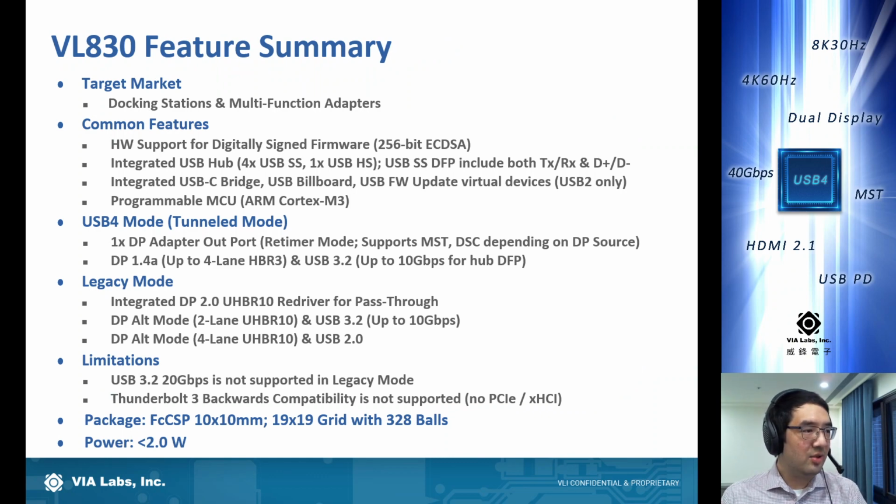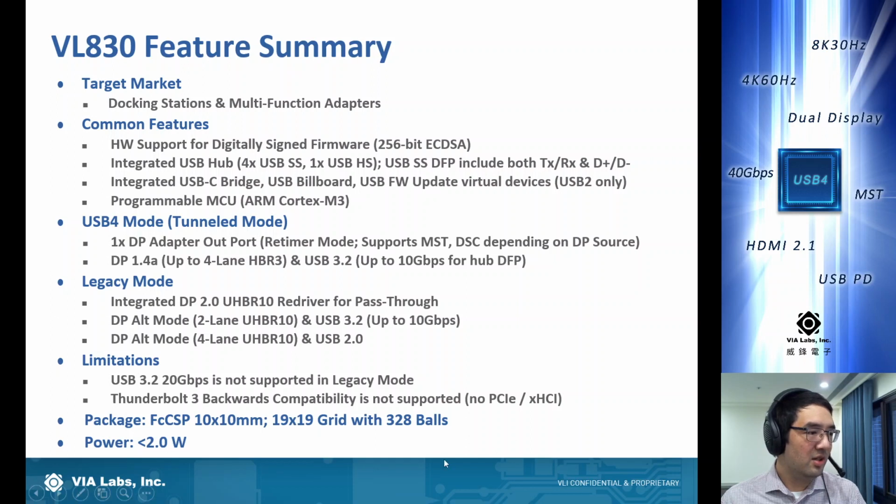So we have a summary here. The VL830, we're the main target. Docking station, we're using it as a colloquial term here, but essentially it's going to be an endpoint device, or we have a multifunction adapter. The way we use it internally is basically, does this product have a receptacle, or does it have a built-in cable or a captive cable?